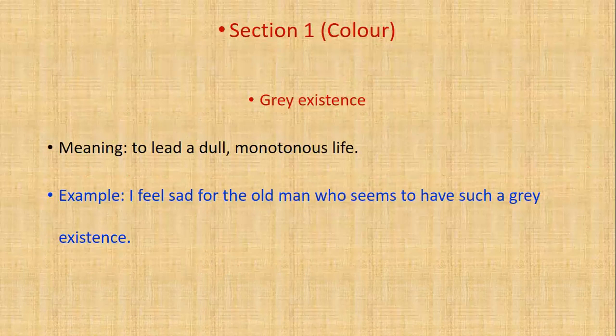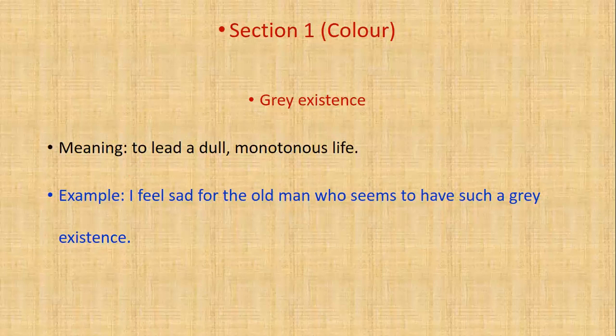Let's now go to section 1, which is color. Look at the spelling of the word colour, C-O-L-O-U-R, and this is the British one. The American is C-O-L-O-R. So whenever you see both versions, both are correct.